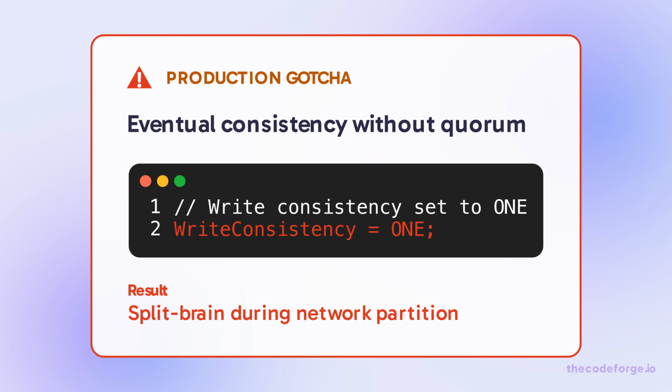Eventual consistency without conflict resolution is a ticking time bomb under network partitions. Always enforce quorum for critical data. Set write consistency to quorum W equals 2, R equals 2, N equals 3 to ensure strong consistency.